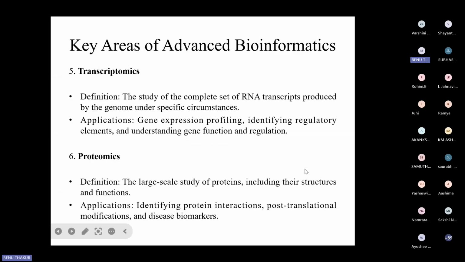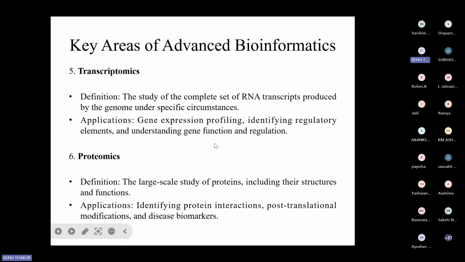And next is transcriptomics. This is the study of a complete set of RNA transcripts produced by a genome under specific circumstances, when some kind of mutation happens or some kind of bodily activity happens, when cell signaling pathways interfere, or some kind of interference happens with the interaction between the cells or between the molecules. And at that time, these RNA transcripts will be produced. Different types of RNA transcripts will be produced. So it is the specific part to study the RNA transcripts when it comes to genome studies. Okay, and that part is called transcriptomics.